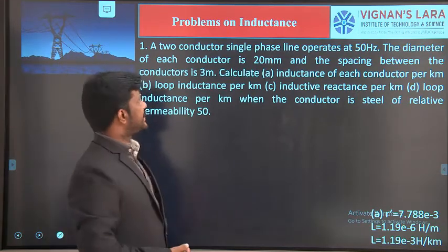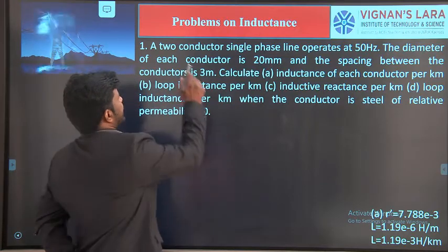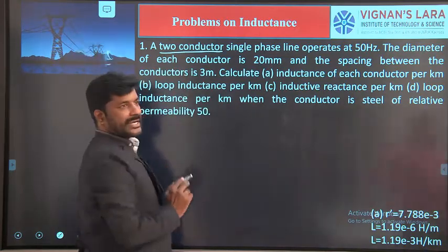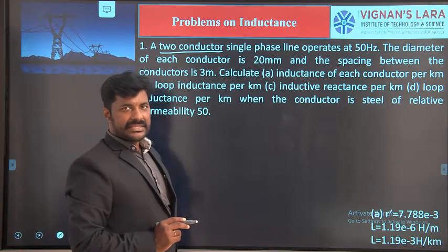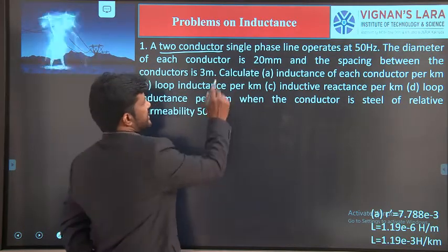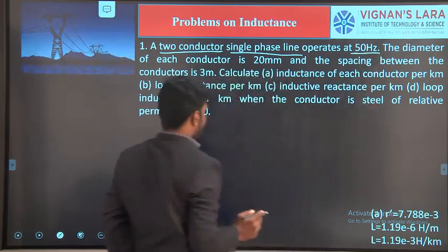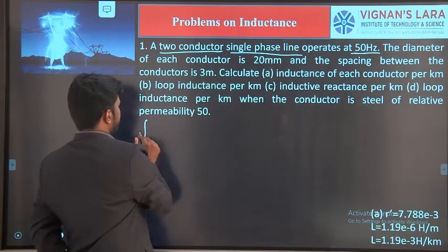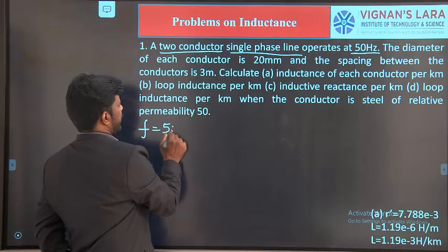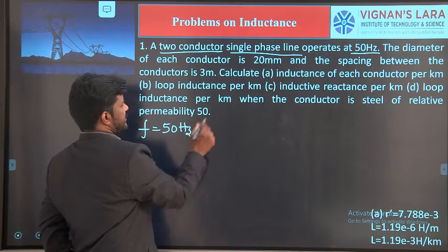Let us see this example. It is a two conductor material. Yes, two conductors are there and the line is a single phase line, which is operating at a frequency of 50 Hz. So in the given data, the frequency f is equal to 50 Hz. It is a single phase transmission line.